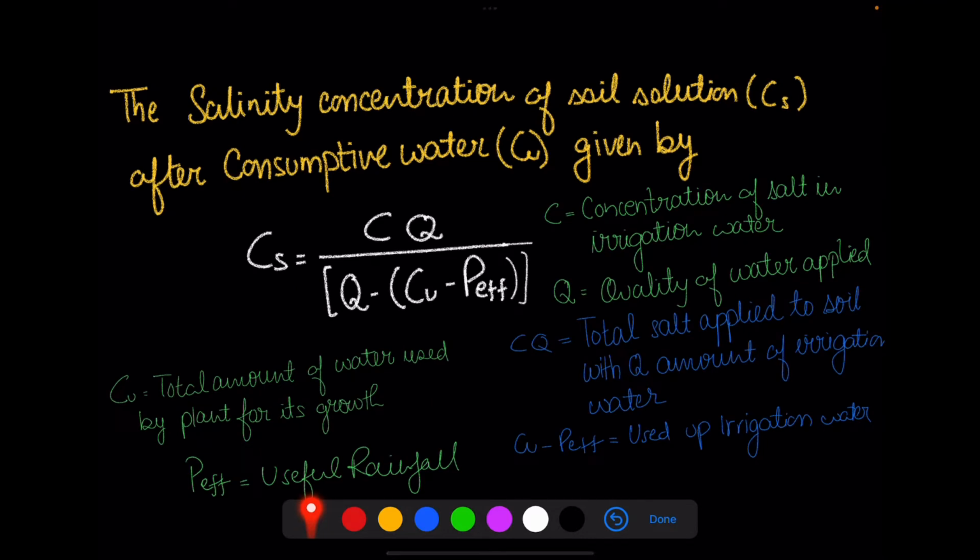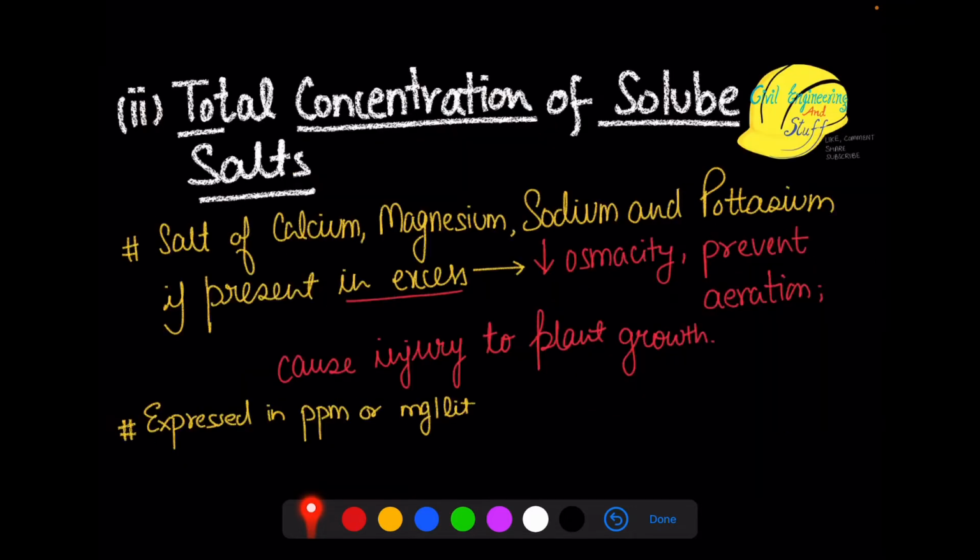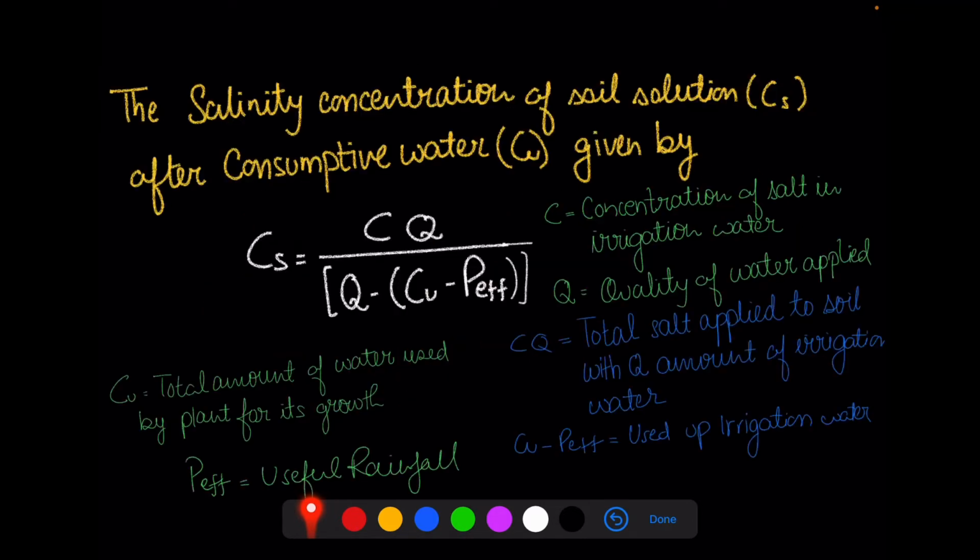Now, the salinity concentration of the soil is found by this formula. Here, by the salinity concentration, we mean the combined salt concentration of the land. So we are not talking about the individual elements here. We are talking about the combined salt concentration of the land.